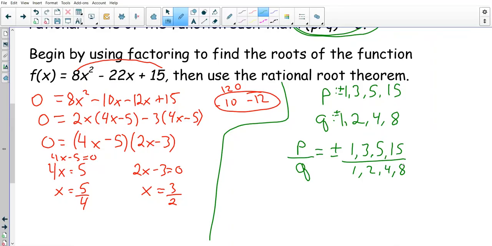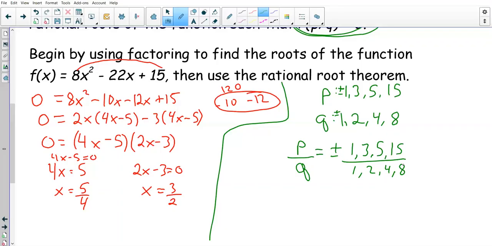And then I'd have to do 3 divided by 1, 3 divided by 2, 3 divided by 4, 3 divided by 8, and then all the negatives, and then 5 divided by 1, 5 divided by 2, and so on, and then all the negatives, and then 15 divided by everything in the denominator. So there's lots of factors that I have to check here.